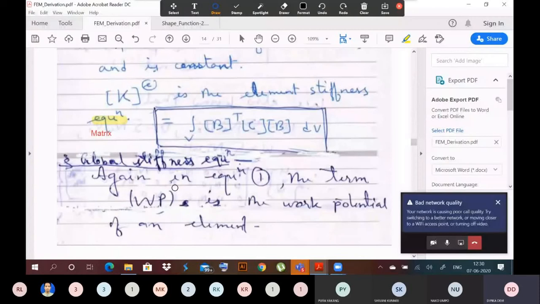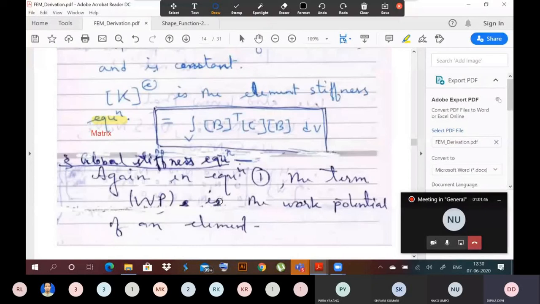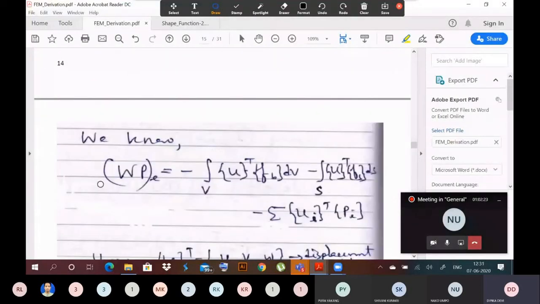Here, pi is equal to the summation of E equals 1 to any UE plus the summation of E equals 1 to any WP of the element. So this WP of the element is the work potential of the element. We have already discussed what a work potential is. Work potential is nothing but the work done by the external forces. So in an element, there may be body forces, there may be surface traction, and it also may be acted upon by point load.